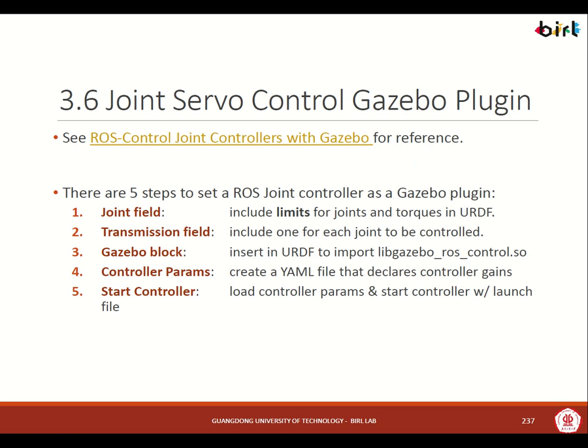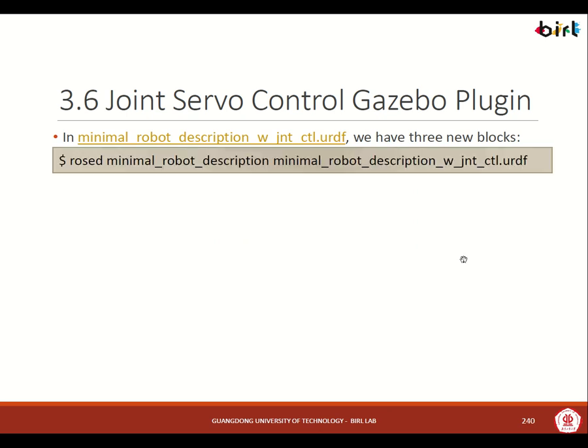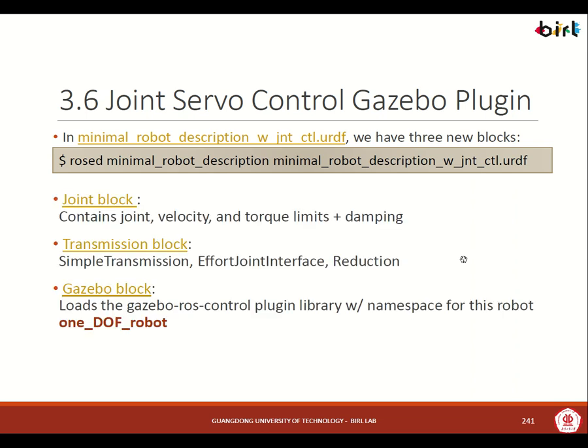Number 1, we load the controller parameters from the file into the ROS parameter server. And then we use one of the packages from ROS control to start the controller. Let's look at the details. So now in this file, minimal robot description with joint control.urdf, we're going to have 3 new blocks and we're going to study that. So let's take a look at this file, and we're going to look at the joint block with the limits, the transmission block, and the gazebo block.